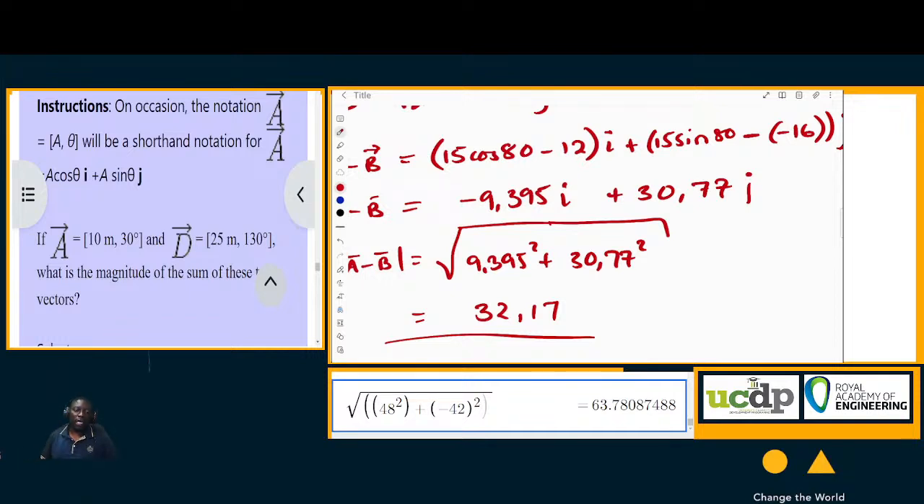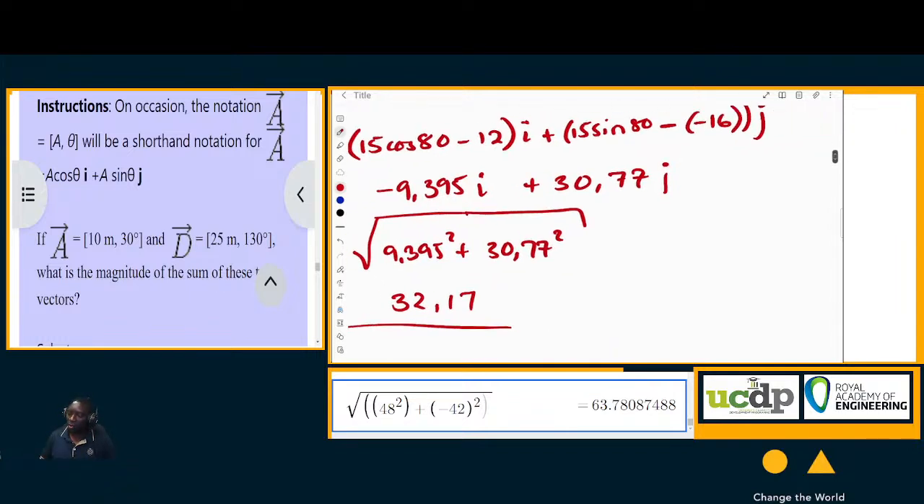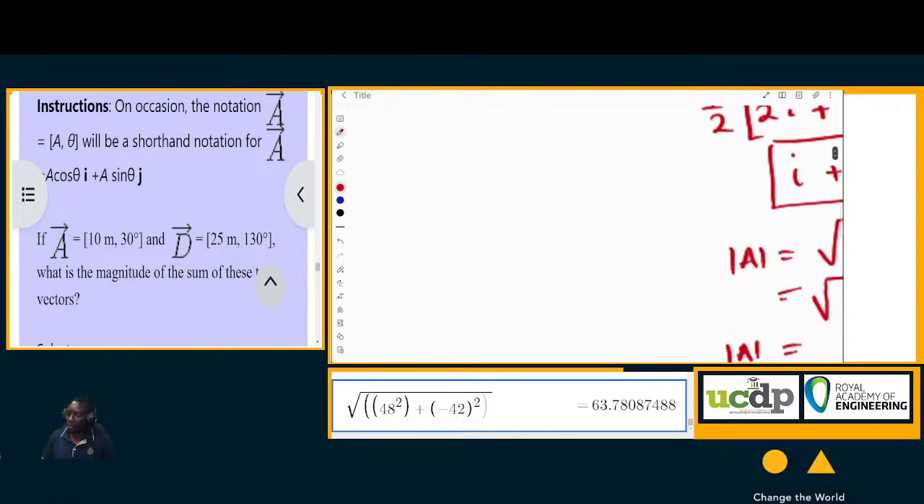So you have vector A given by a magnitude of 10 at an angle of 30 degrees, and vector D has a magnitude of 25 meters at an angle of 130 degrees. What is the magnitude of the sum of these vectors? So that's another simple one.